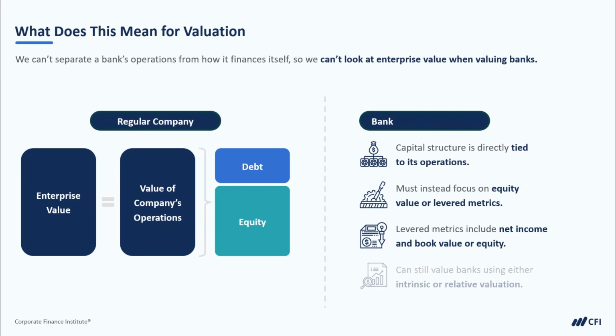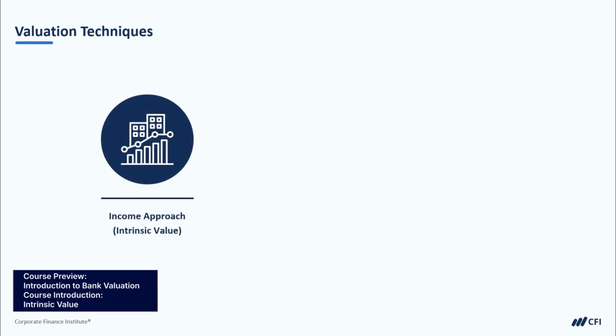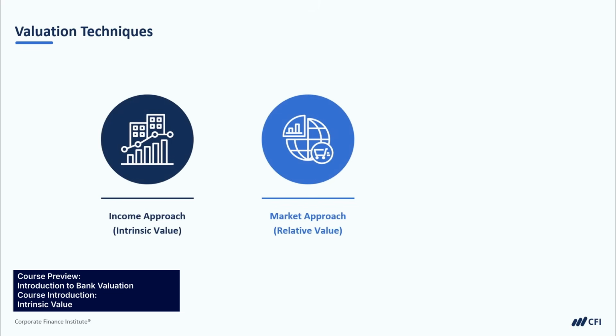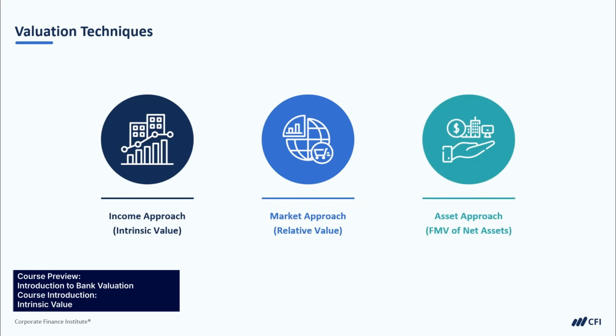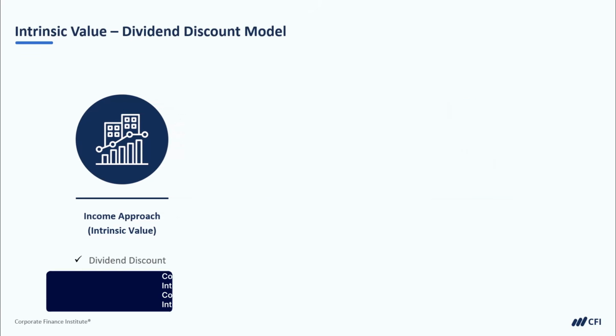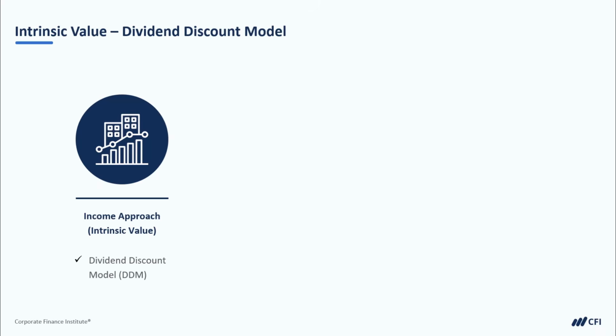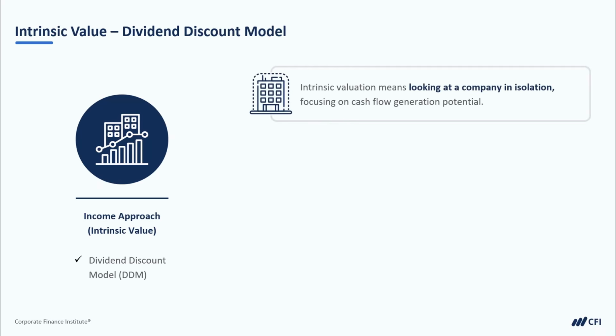However, although we can't use unlevered metrics, we can still value banks using the same general methodologies as we do for regular companies, using either intrinsic or relative valuation methodologies. At the end of the day, when it comes to business valuation, there are three main valuation techniques: the income approach, the market approach, and the asset approach. We'll first discuss the income approach, which is also known as an intrinsic valuation. Intrinsic value means that we look at the company in relative isolation.